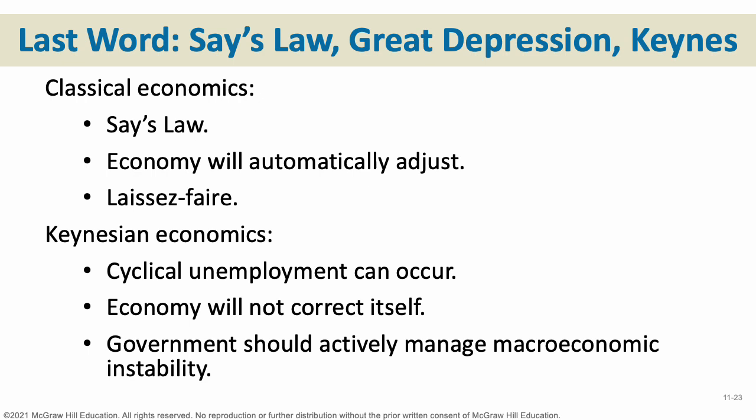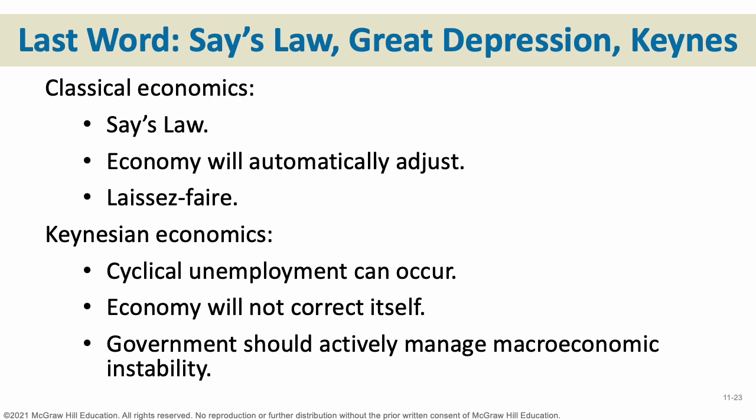But if we look here on our last word, in classical economics, remember, Say's law is that supply creates its own demand. Remember that notion of the invisible hand, where the economy will self-correct and automatically adjust to various shocks, and that notion of laissez-faire, the government should stay out of the economy and let the markets determine everything. But Keynes in the 1930s was trying to understand why the Depression was this worldwide thing that seemed to go against classical economics, because markets weren't really self-correcting and the Depression persisted.